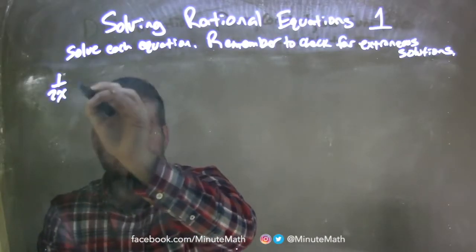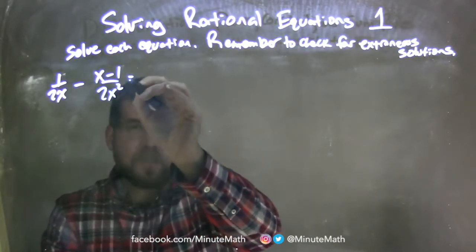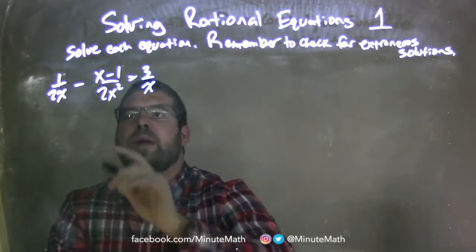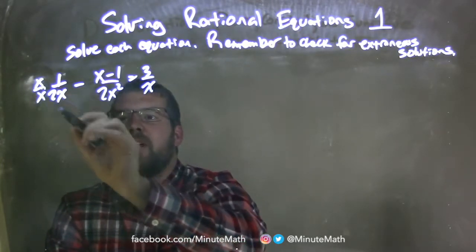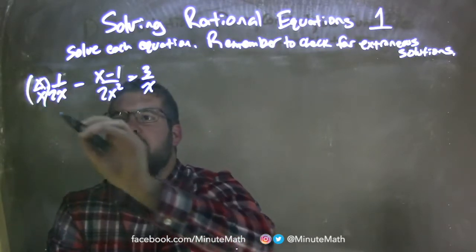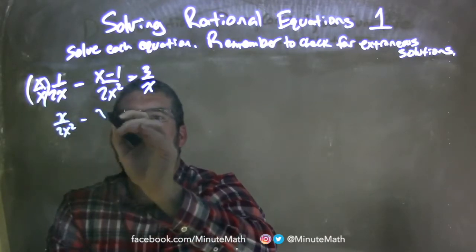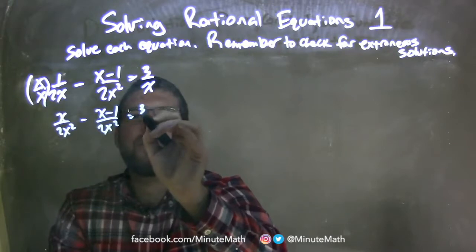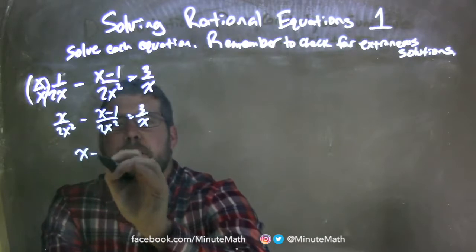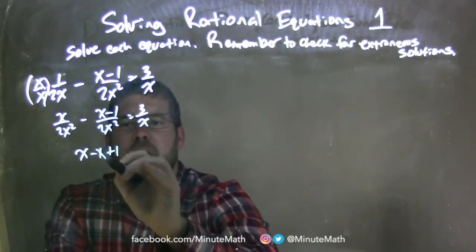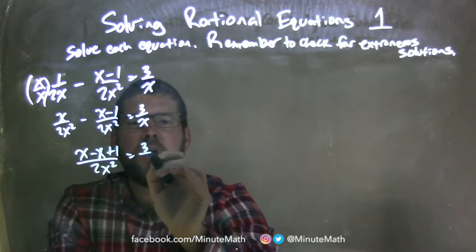1 over 2x minus x minus 1 over 2x squared is equal to 3 over x. Well, what I need to do now is I need to multiply this fraction by x over x. And what that does, when I multiply it out, I'll put a parenthesis there, it gives me the same base. So we have x over 2x squared minus x minus 1 over 2x squared equals 3 over x. Since they have the same base now, I can combine the fractions, I can subtract them. So I have x minus x, distribute the minus sign, gives me a plus, so we have x right there, plus 1. And that's all over 2x squared, and that's equal to 3 over x.